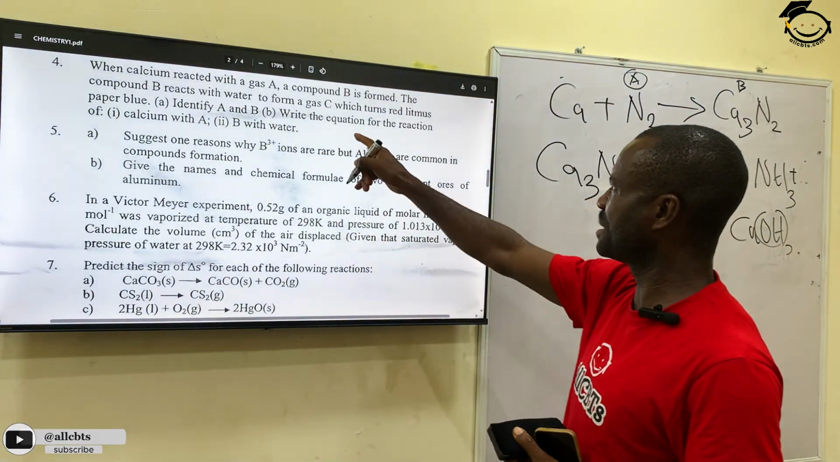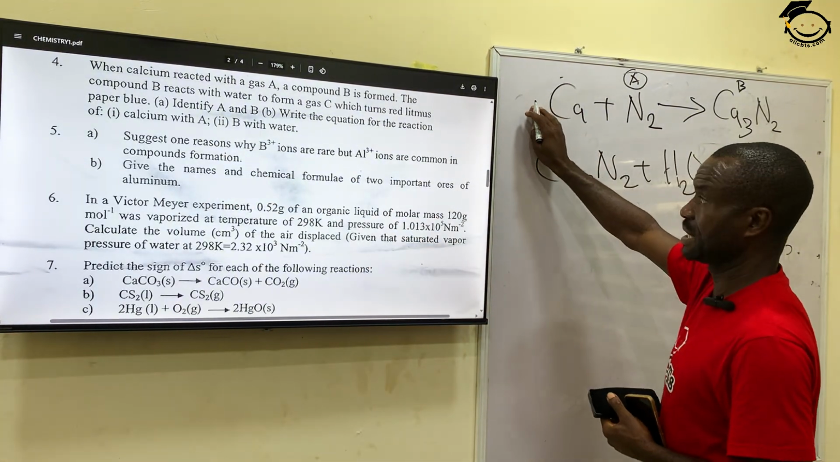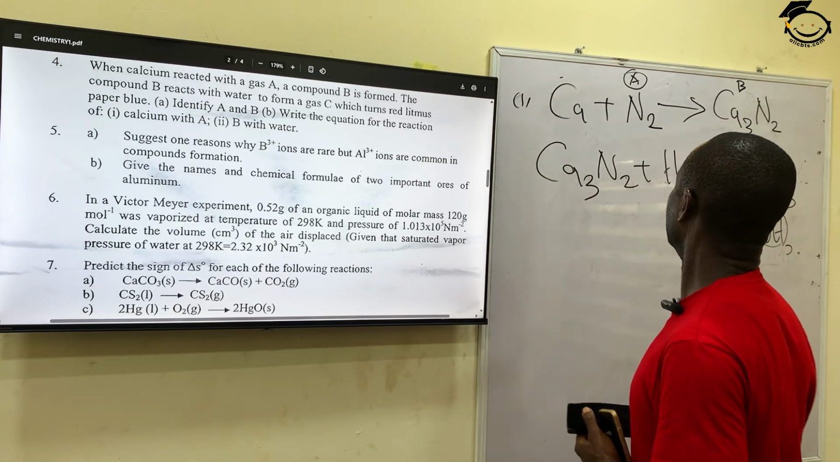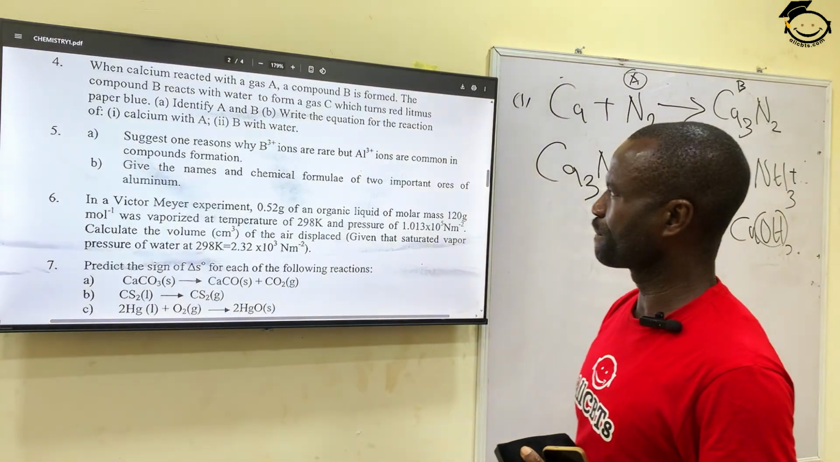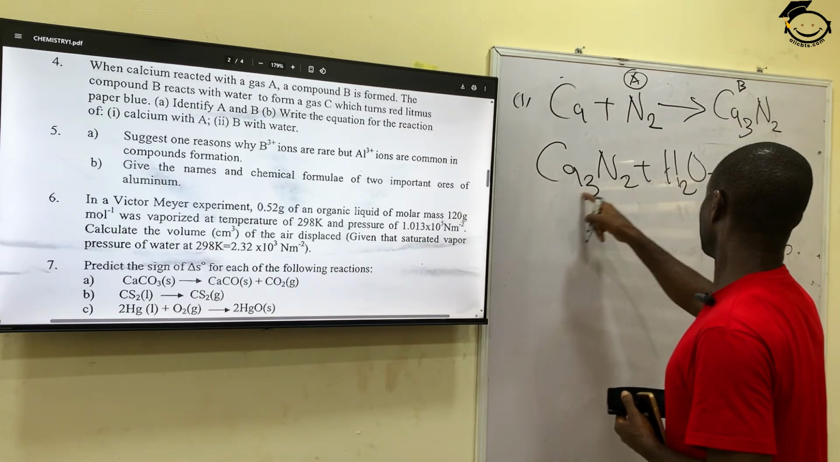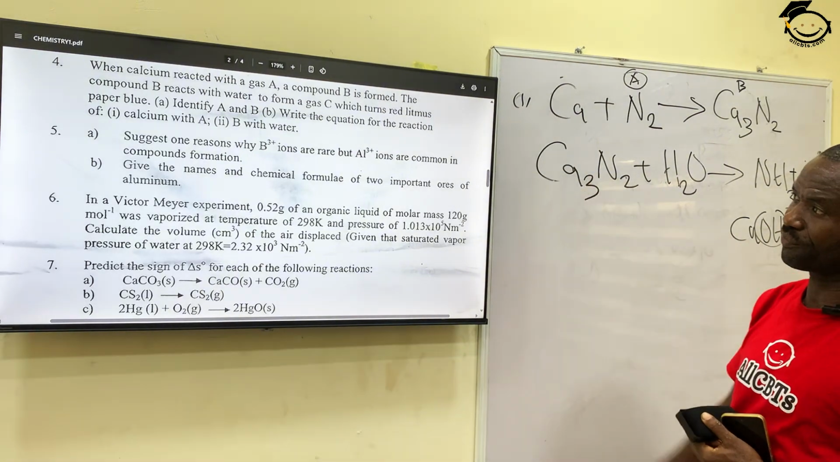Then B: write the equation for the reaction between calcium and A. This is the equation between calcium and A. This is B, calcium nitride. Then the reaction between B and water. This is B with water. Ammonia is evolved here. So this is the equation.